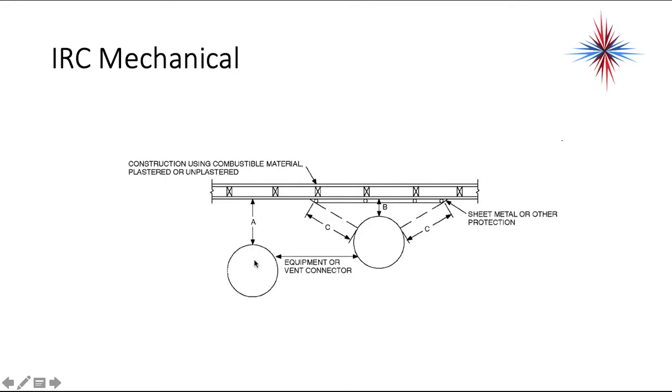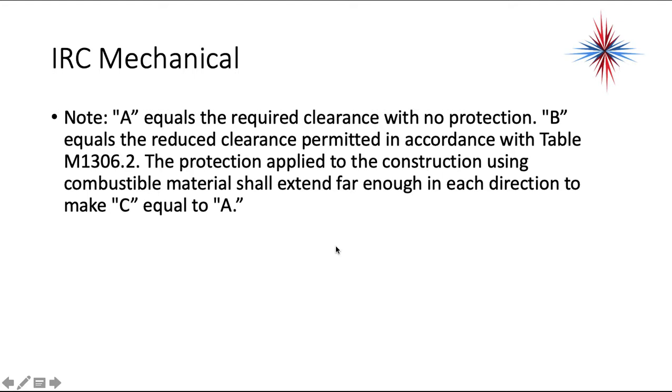So when we talk about, for example, vent piping, you have different clearances based on the material. You see on this side we have A. This is the combustible material, and here we have A, and we have B, and we have C. They give you diagrams in the code. So A equals the required clearance with no protection. B equals the reduced clearance permitted in Table 1306.2 with protection. Okay, in other words, combustion shields or something like that.